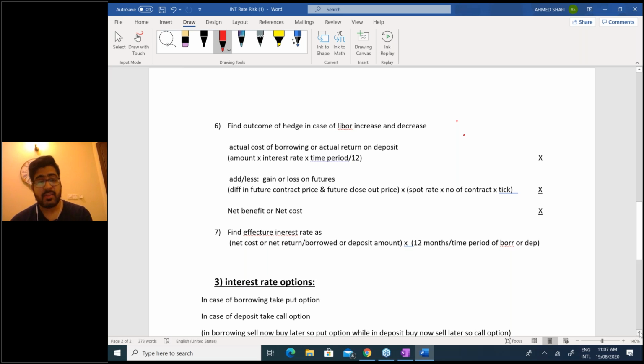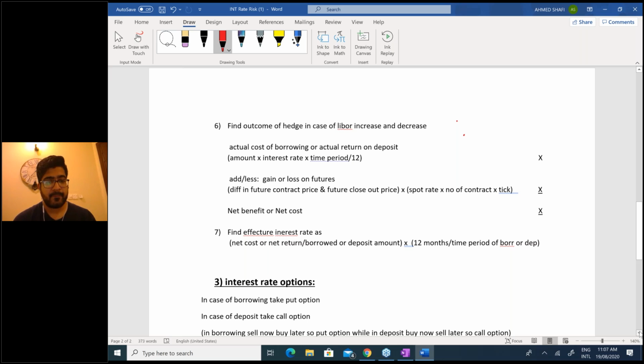You have to judge whether it is a gain or loss. It can be added or deducted. Similarly, here you have to show gain or loss on futures. So it's the difference in futures price and future closeout price. You have to judge if that's a gain or loss, into spot, into number of contracts, into tick. Again, gain can be added or deducted, loss can be added or deducted, depending on whether it's cost of borrowing. Loss increases cost, add it. Gain reduces cost, deduct it. But if it's a deposit case, you get return on deposit. Loss reduces return, deduct it. Gain increases return, add it. You get net benefit or cost.